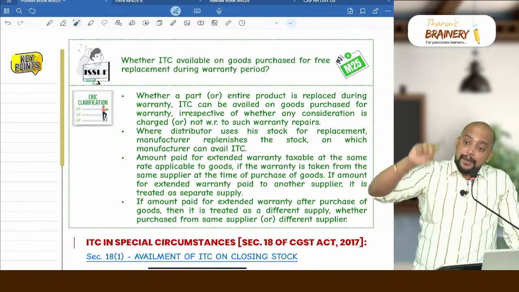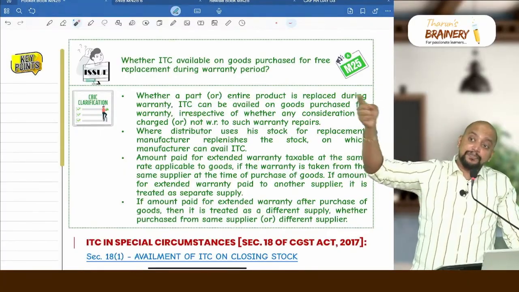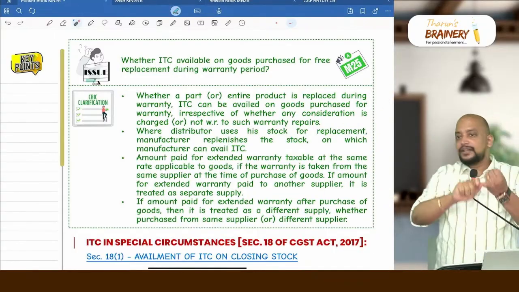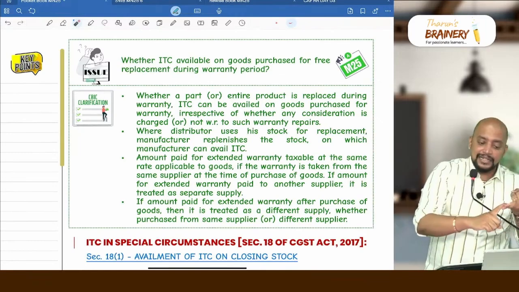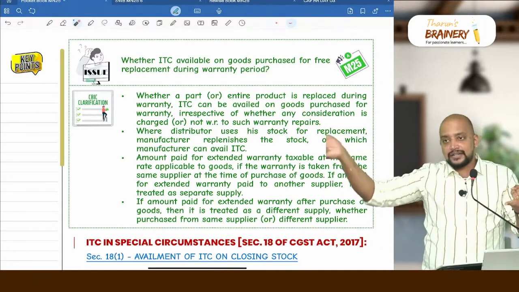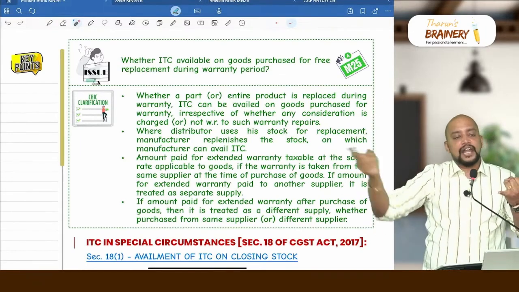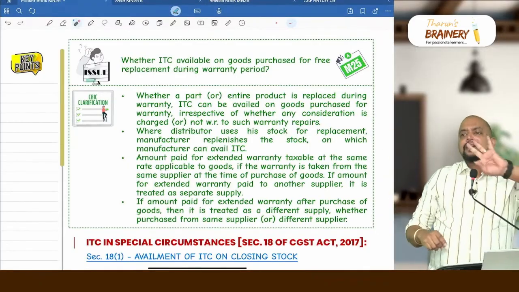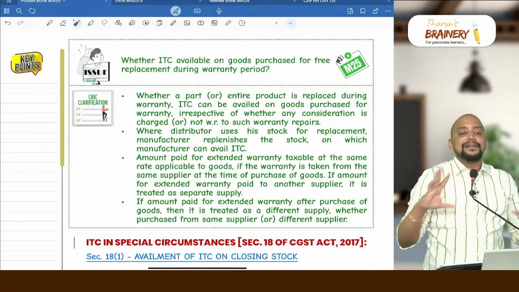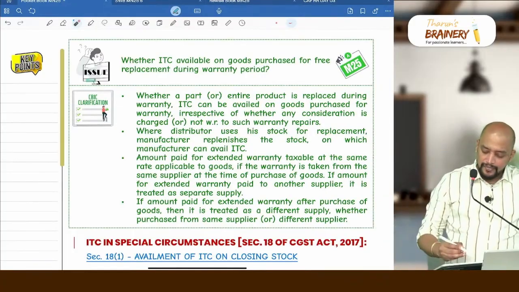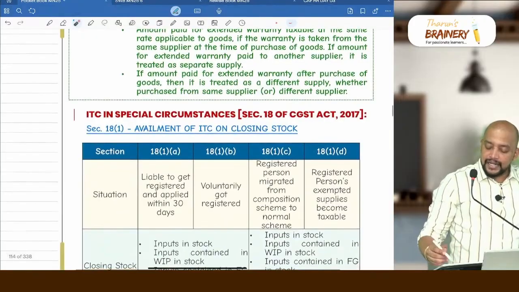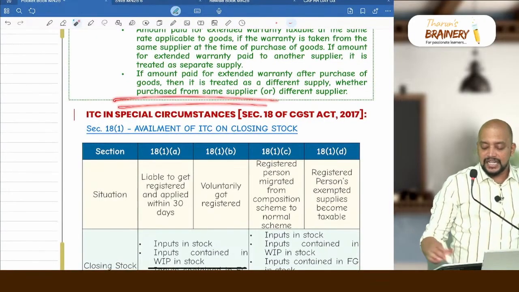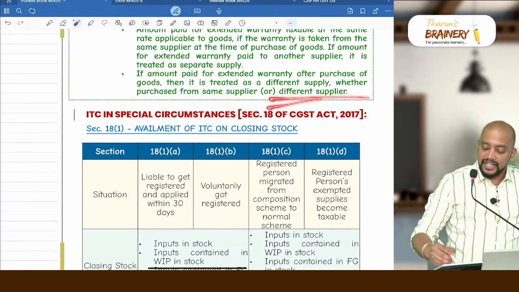Whereas if you buy separately, from a separate person, or from the same person at a separate time, or a different person at a different time, in all other three cases, it is different. Same dealer, same time, that is composite supply. Same dealer, different time, that is separate. Same time, different dealer, or different time, different dealer. In all these three cases, the warranty will be treated like an independent supply. If the amount is paid for extended warranty after purchase of goods, then it is treated as a different supply, whether purchased from the same supplier or from a different supplier.